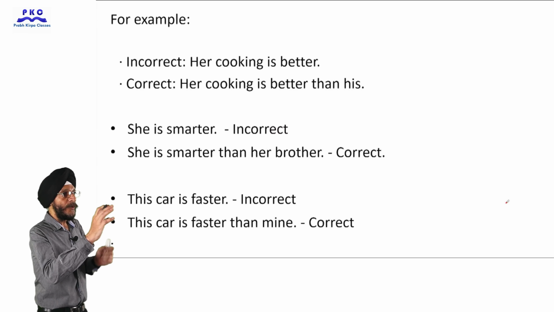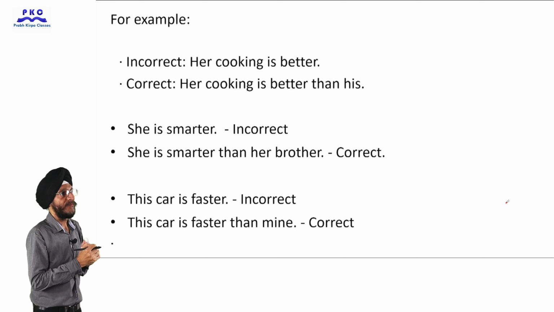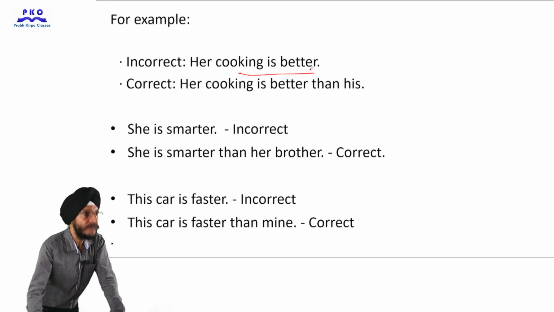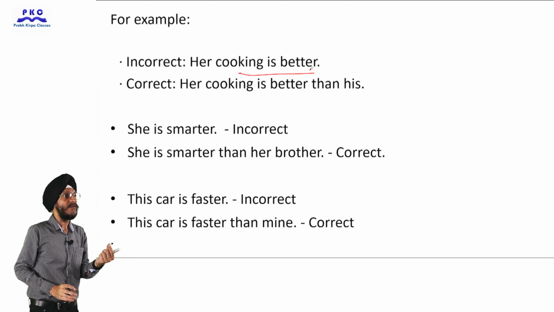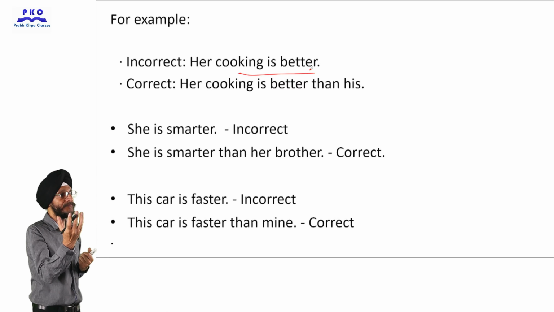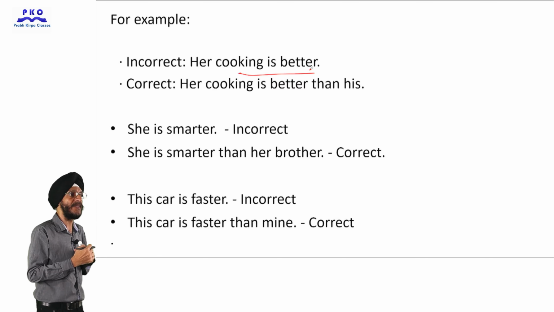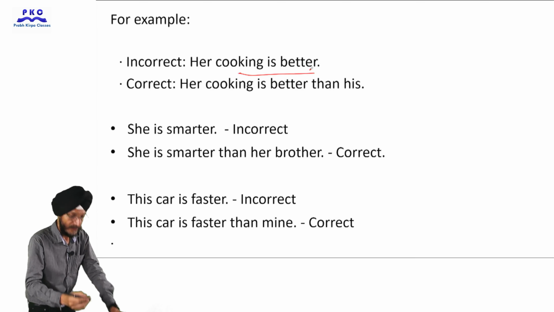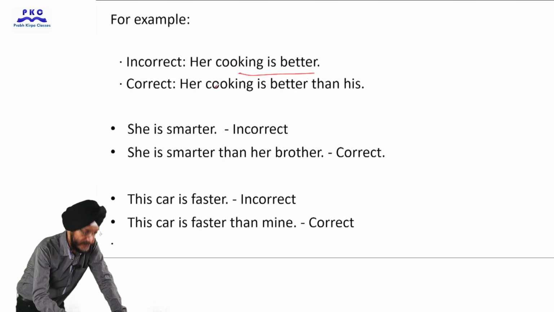Now we will try to understand incomplete comparisons with the help of examples. Her cooking is better, but here it is not clear what we are comparing her cooking with. Whose cooking? With whose cooking is the comparison being made? So here we have corrected the sentence: her cooking is better than his.